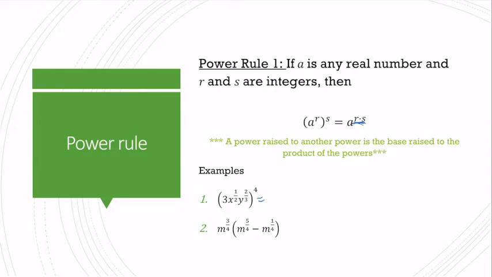So I would get, for this first example, 3 to the 4th, x to the 1/2 times 4, which is x to the 4/2, y to the 2/3 times 4, which is y to the 8/3. Oof. So I have 3 to the 4th x squared, because this can simplify. Remember to always simplify your fractions. Y to the 8/3.